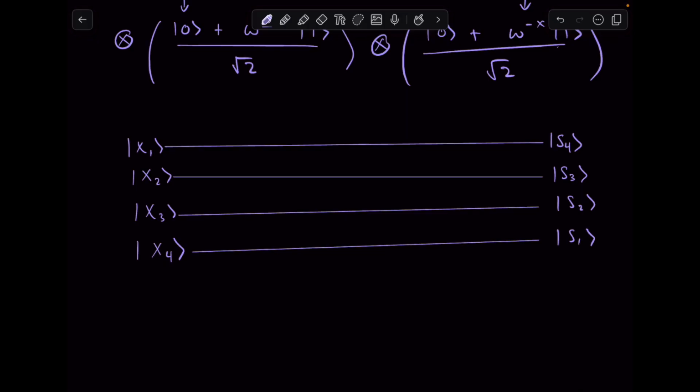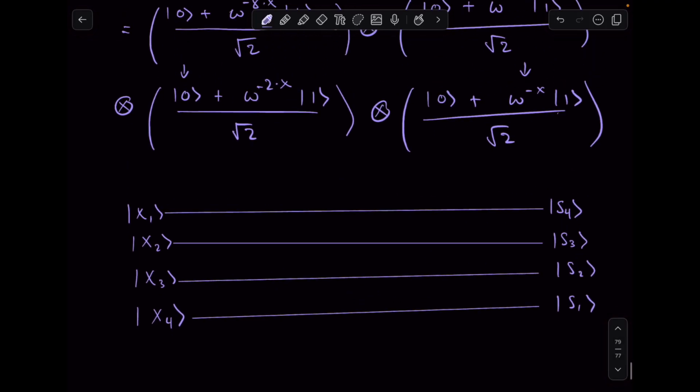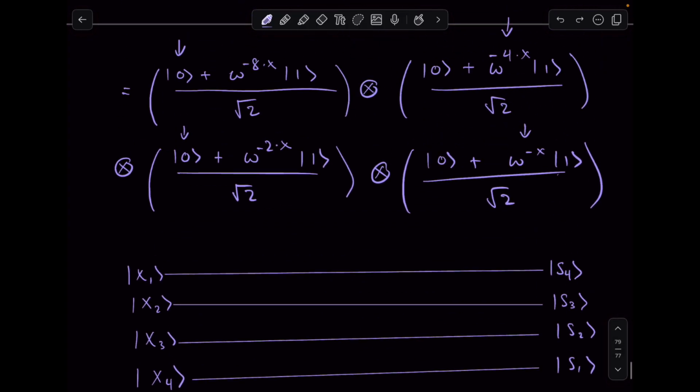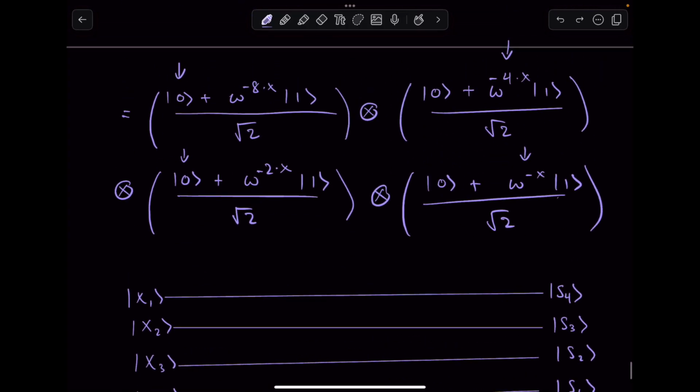So S4 is going to be the most significant bit here. And at the start of the circuit, X4 is going to be on the bottom, and then the most significant bit's going to end up being on the top. And it doesn't really matter. You can apply a permutation gate here to fix that, that just reorders all of these, but we're not going to worry about that for now. So let's first take a look at this first guy here.